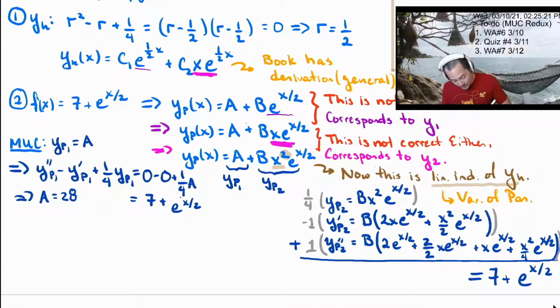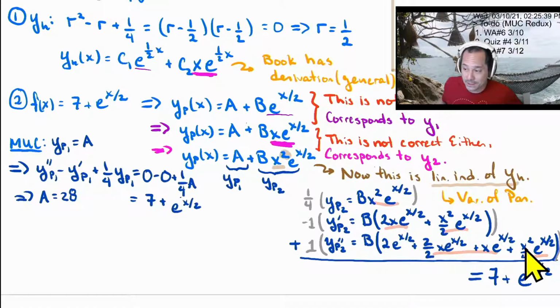Let me highlight those terms here in red. This term's marked for deletion. These terms I think are marked for deletion. This and this and this. I think all of those terms are going to vanish. I hope so, because otherwise we've got problems and I did something wrong. But let's check it out.